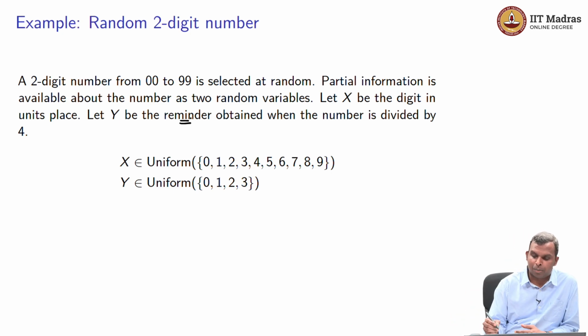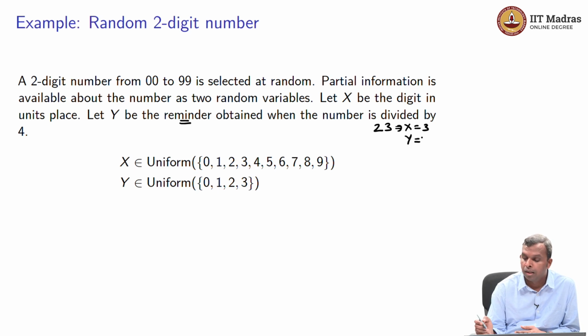Let's see a few examples. Let's say the number is 23. Suppose the outcome is 23, then x is 3, and what will be y? If you divide 23 by 4, you will get remainder 3, so y also becomes 3. Let's take another case, say 48. For 48 you're going to get x equals 8, then y equals 0, isn't it?